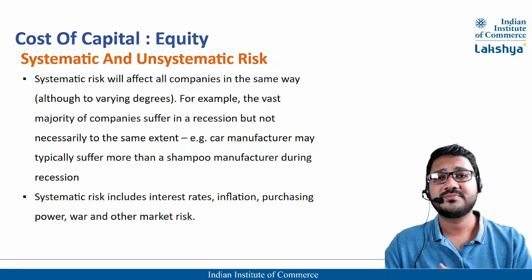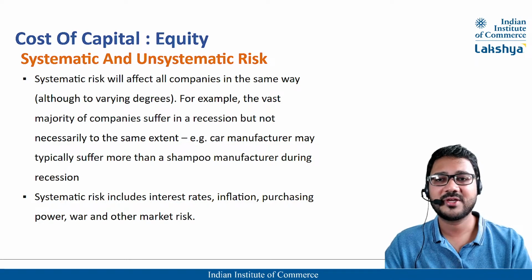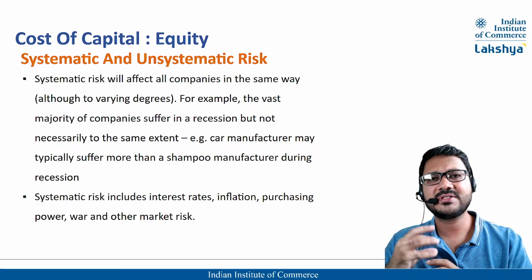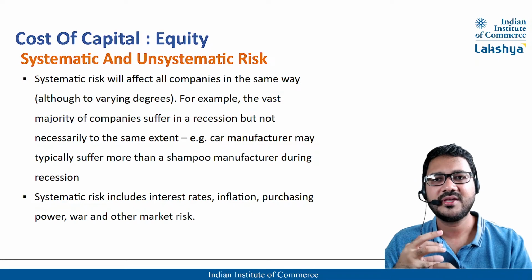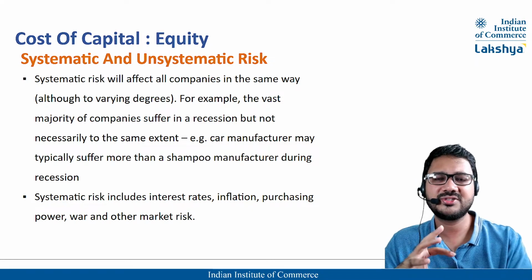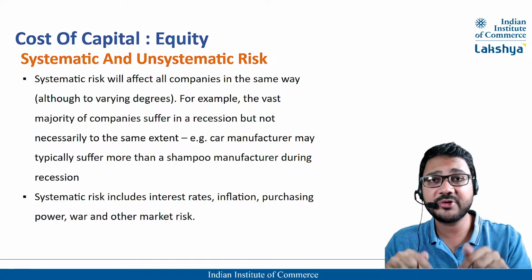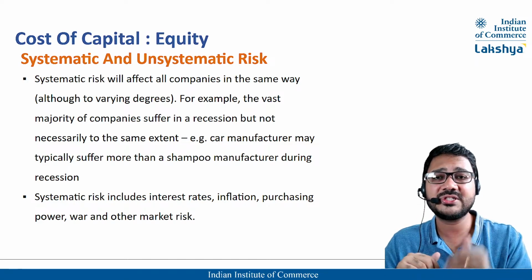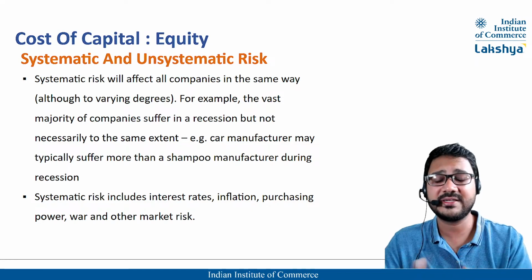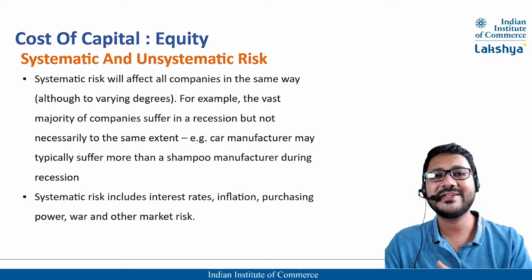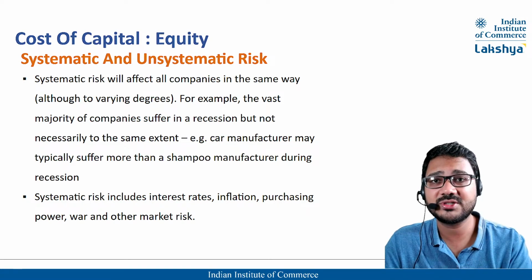Why is that? Because certain companies are safer. So systematic risk does not necessarily affect all companies equally. It wasn't that FMCG companies or pharma companies were not affected. They were all affected, but to a varying degree. The restaurant sector was more affected.